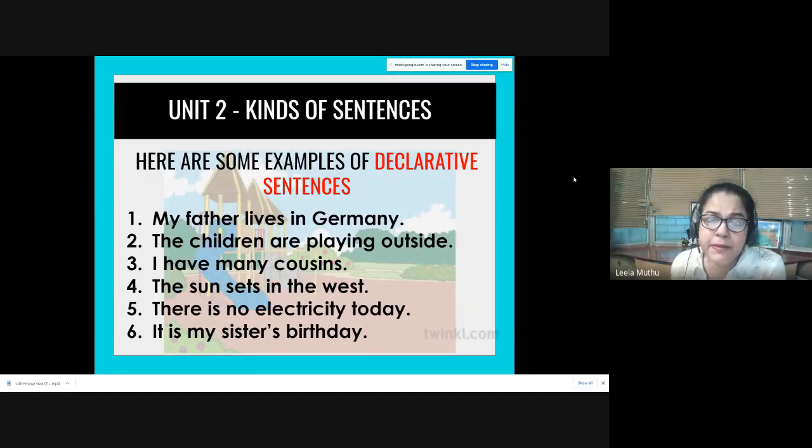For example, my father lives in Germany. You're giving information to a friend about where your father lives. The children are playing outside. Information. Full stop. I have many cousins. You're giving information about the number of cousins you have. You have many. The sun sets in the west is a statement of fact.